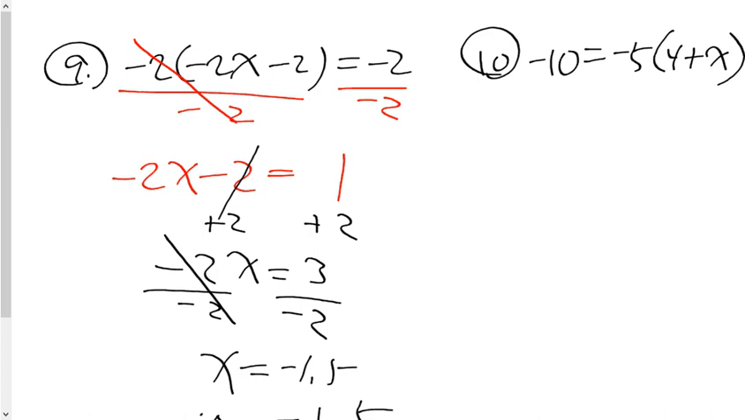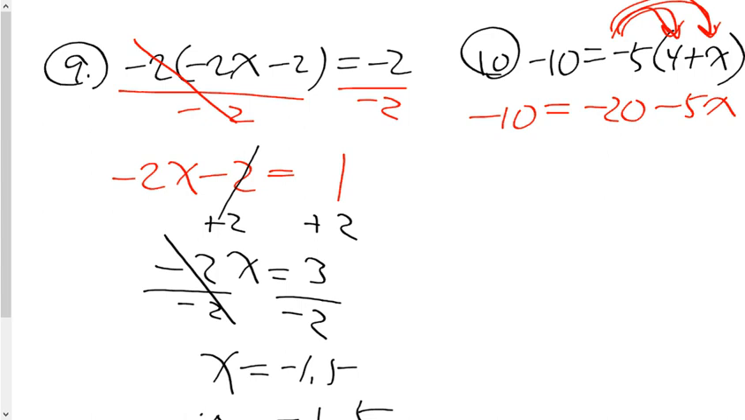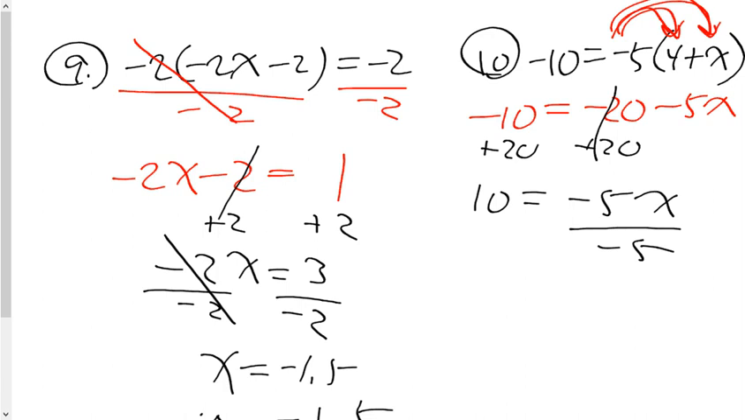Now, question 10. The distributive property is on the right, not the left, which makes it slightly more complicated, but not really. And inside the brackets, your constant is the first term, not the variable, which makes it slightly more complicated, but not really. So when I expand this using distributive property, negative 10 remains negative 10. But a negative 5 times this first 4, this first little arrow here, is negative 20. And this negative 5 times the x is going to be negative 5x. So now I have this expanded, and I'm going to simply get rid of my constant, which is 20. I get positive 10 equals negative 5x, and divide both sides by the coefficient. And the x is going to equal negative 2.